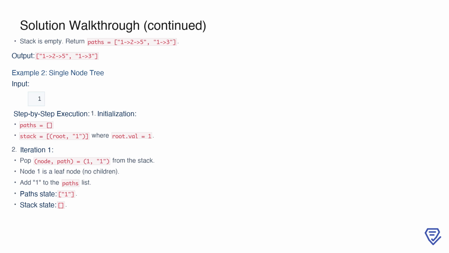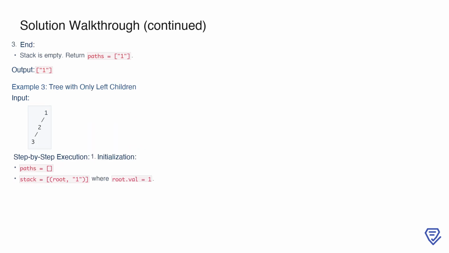At this point, the stack is empty, which means we have finished traversing all possible paths in the binary tree. The paths list now contains the two paths, 1-2-5 and 1-3. We simply return this list as the final output, which represents all root-to-leaf paths in the given binary tree. Moving on, let's explore another example with a simpler tree structure.